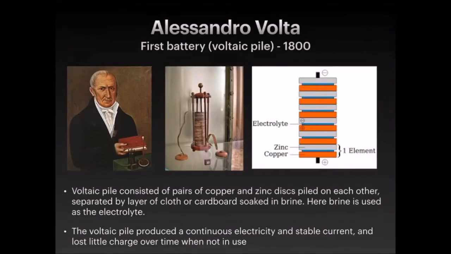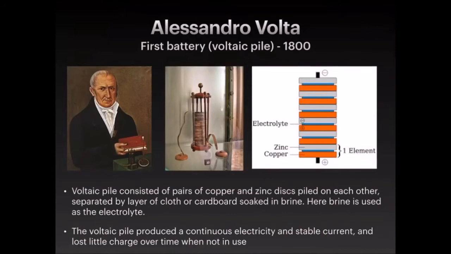Volta also understood that the frog's leg was irrelevant to the electric current, which was caused by the two different metals. So he replaced the frog's leg with brine-soaked paper. He needed one electrolyte, so he didn't use the frog's leg. Instead, he used brine-soaked paper as the electrolyte.